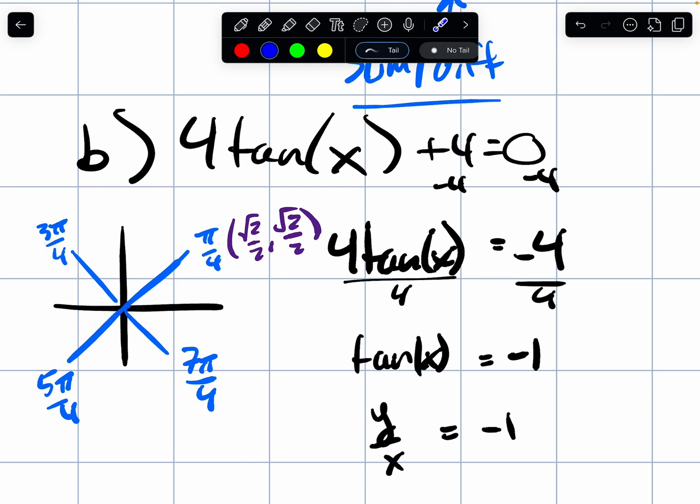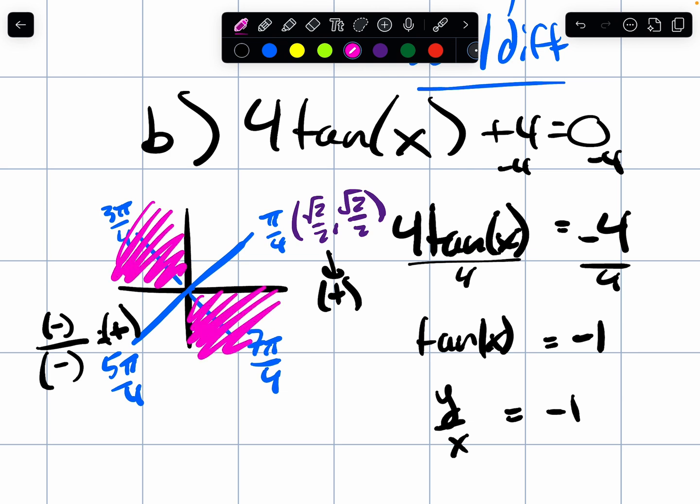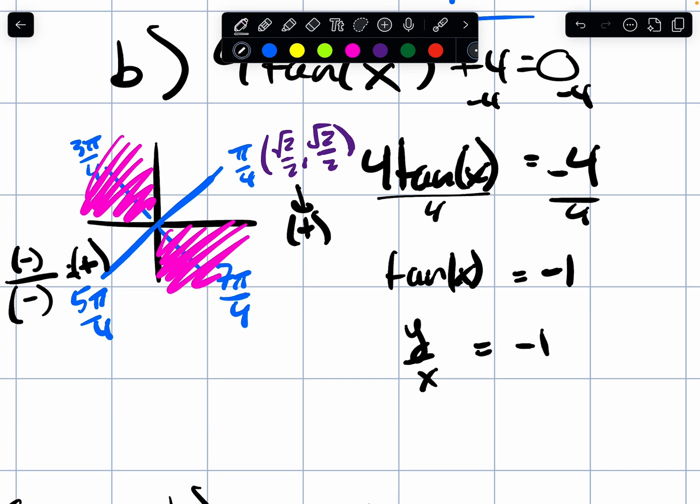Now, how I know which one is which with the negative is I know in quadrant 1, they're both positive. So this would result in a positive tangent. And then over in quadrant 3, we would have a negative root 2 over 2 over negative root 2 over 2. So that would also result in a positive number. So whenever tangent is negative, we're talking quadrant 2 and quadrant 4. So I know my answer then is x is equal to 3 pi over 4 and 7 pi over 4. So those are the two answers to that.